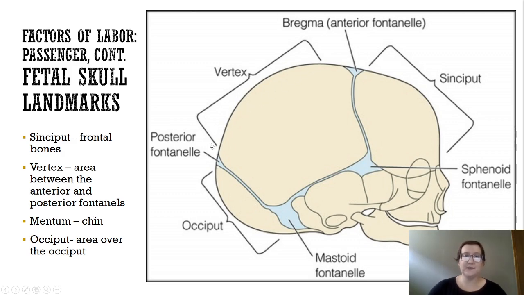If you are delivering a baby, you want the vertex. You do not want the sinciput, and you definitely do not want the mentum, okay? The occiput as well, you want them to be in one of these two vertex or occiput positions. And this helps us when we're discussing, like I said, the way that the baby is coming out. As you'll see when we move a little further on, it really depends on where this mentum is, where that chin has been tucked down.